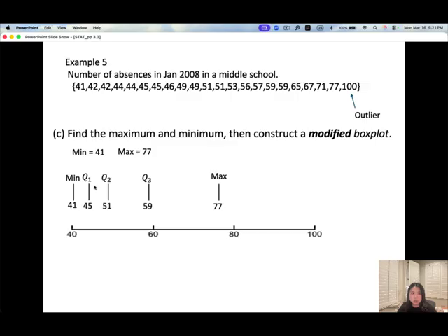And then we're going to construct the rectangular box using Q1, Q2, Q3. And then we're going to draw the line starting from the minimum until the maximum here. So this is going to be your box plot, but we are not done yet because we do have the outlier here. So we're going to put the star here to represent it. Okay, one more time, modified box plot means you want to see if there are outliers.